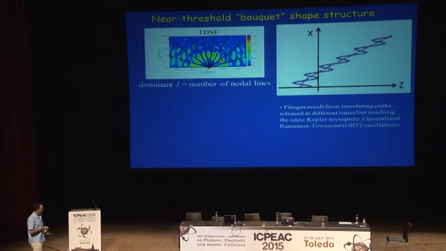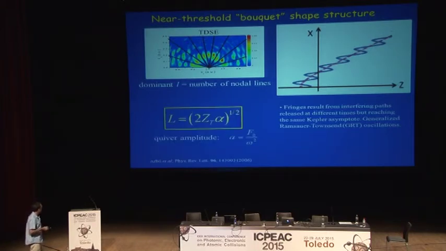So with some classical help, I mean some classical considerations, we can obtain this expression for the dominant angular momentum as a function of the nuclear charge of the remaining core and the quiver amplitude, alpha. This quiver amplitude depends only on the laser parameters. So in this sense, we can say that this expression is rather universal because it is independent of the atomic species.